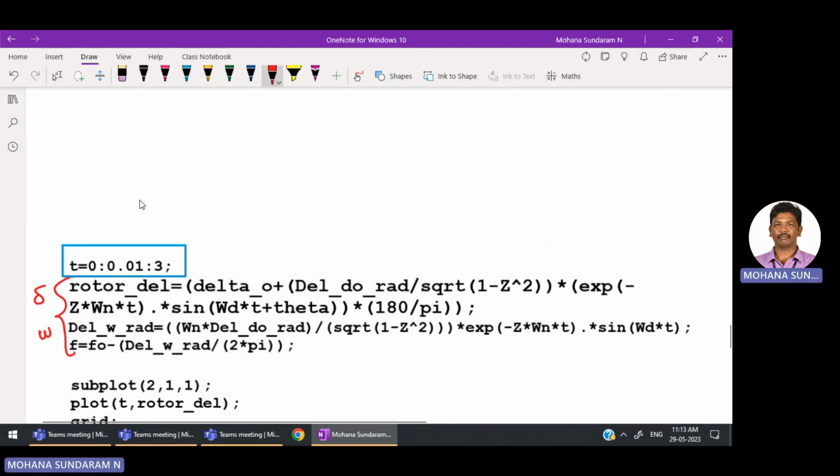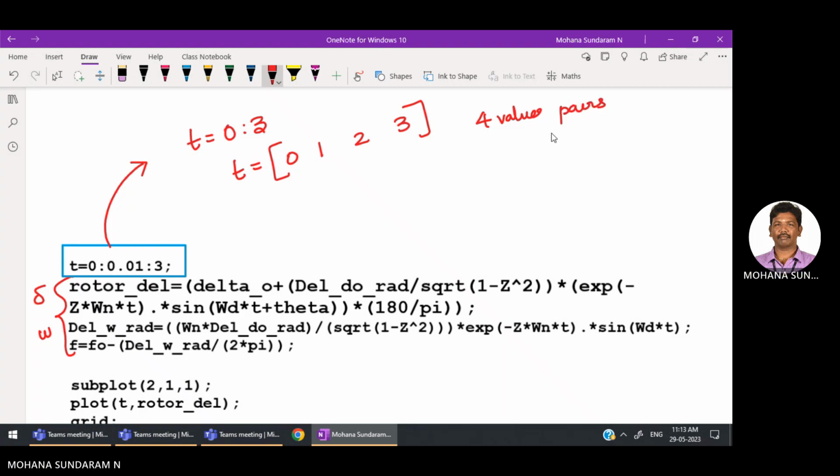So what is the meaning for this? That is, if I put t is equal to 0 to 3, that means t will have only these values: 0, 1, 2, and 3. Okay, so only 4 values for t. So when you use only 4 values, you will be getting only 4 value pairs like this, 1, 2, 3, 4 for delta and omega.